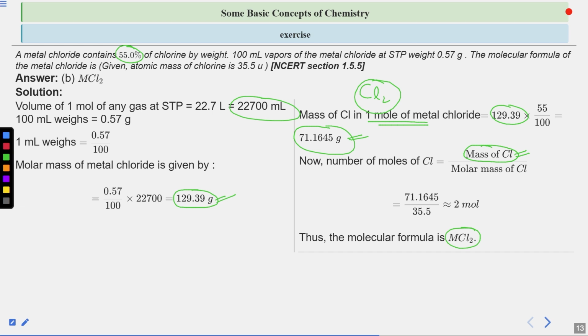So just take it as 127.68, whatever you're taking. Put the same value here and calculate it further. You will get 2 moles. Now moving on to the next question.